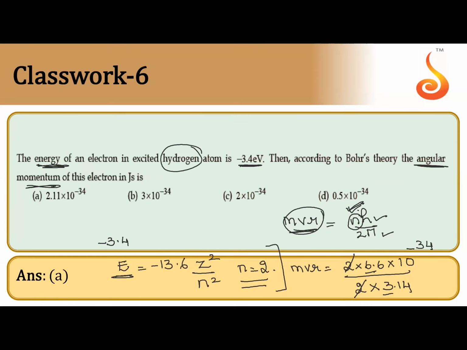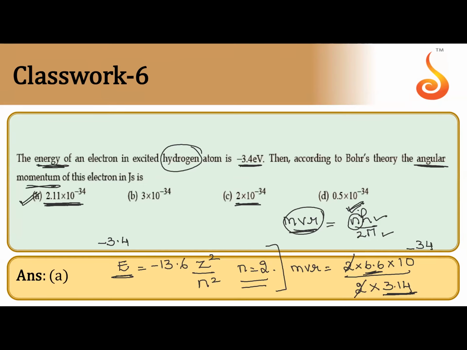But then we have two options here. Look at this. There is 2.11 into 10 raised to minus 34, and there is 2 into 10 raised to minus 34. Which should we select? Is 6.6 divided by 3.14 a little bit more than 2? Little bit more than 2, right? So we can select option A. Just compare your answers and see how accurate you need to be in your calculation. If you don't need to be very accurate, then you can do this.